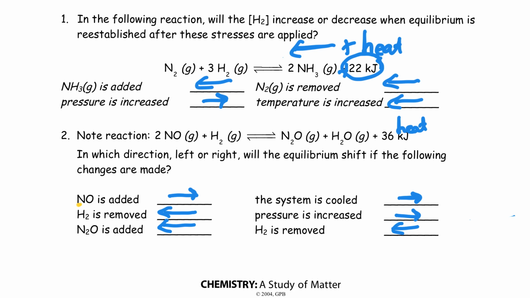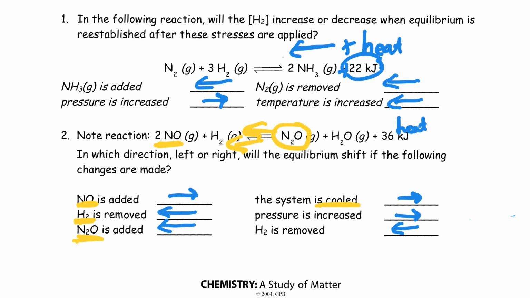All right, so on this one where we add the NO, it's going to go away from what we add, which means it's going to shift to the right. If we take away H2, it's going to go toward what we took away, which puts it to the left. If we add N2O, it's going to go away from what we add. So we add this, so it's going to go away from what we add.